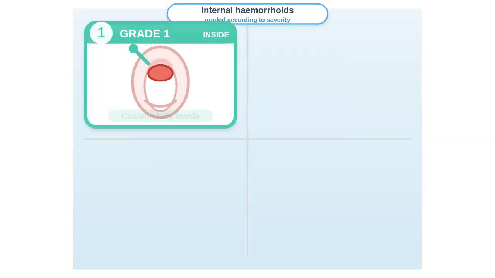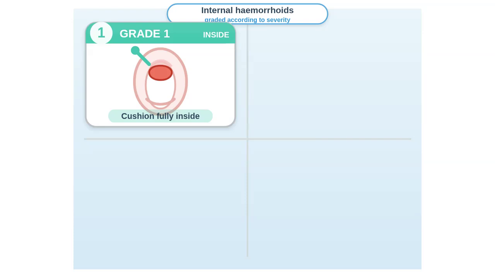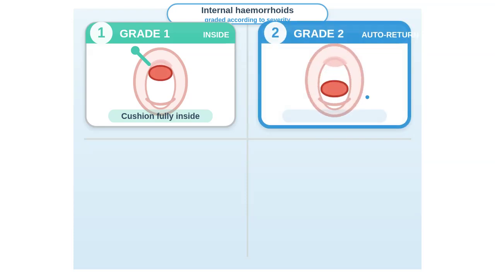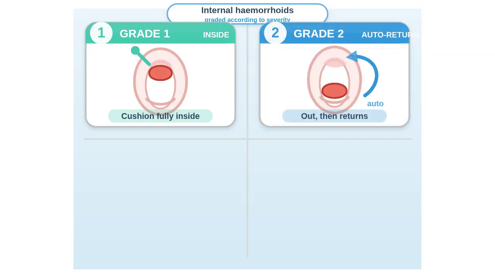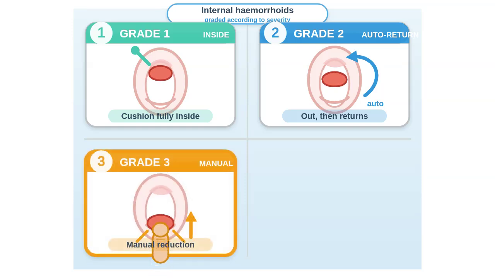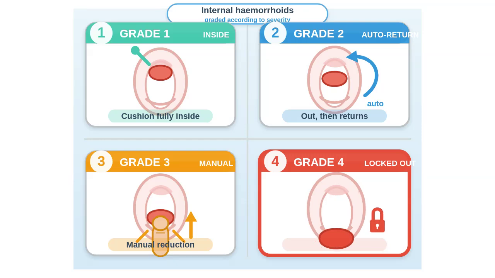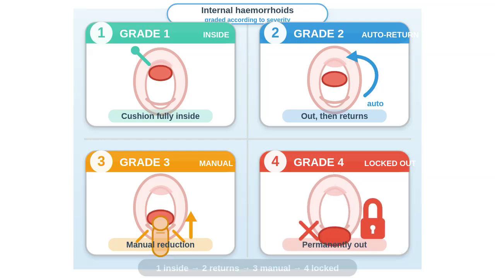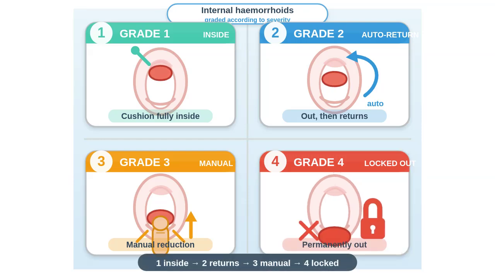Grade 1 hemorrhoids do not prolapse out of the anal canal. Grade 2 prolapse on defecation, but reduce spontaneously. Grade 3 require manual reduction. Grade 4 cannot be reduced. This grading system is commonly tested.